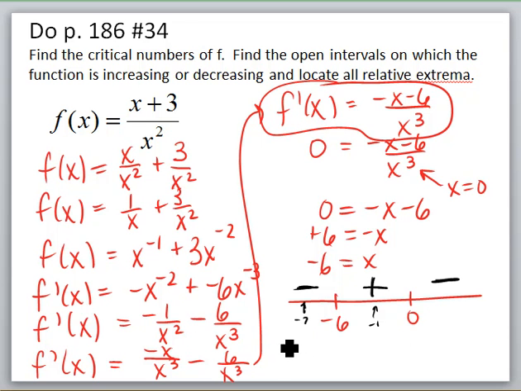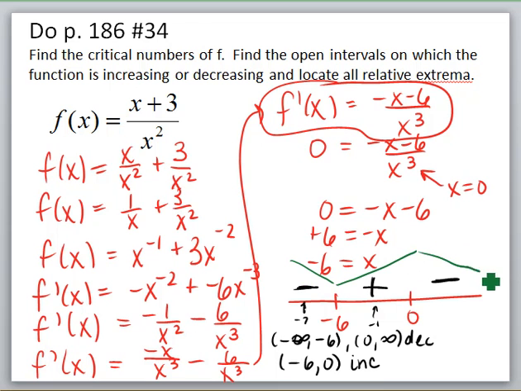So the intervals of decrease are from negative infinity to negative 6, and from 0 to infinity. So those are decreasing. And then our interval of increase is from negative 6 to 0. So this is where it's increasing. The last thing I'm going to do is mark my relative max or mins. So in this one I have decreasing, then increasing, then decreasing. So I have relative max at 0 and a relative min at negative 6.